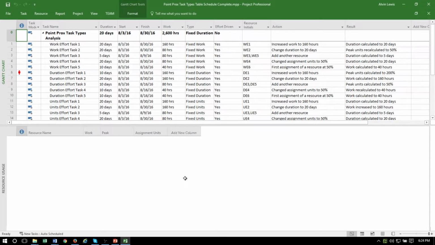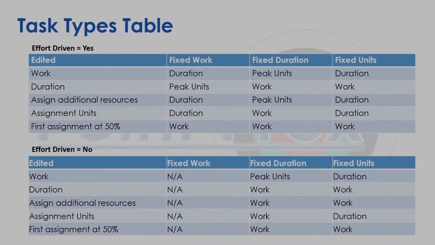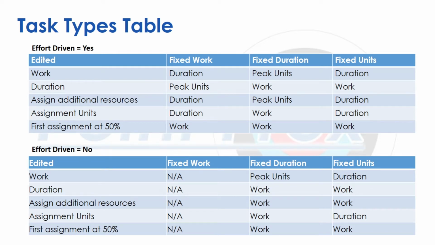Here is the completed schedule document where all of the options have been exercised. This document is available on the PointProx website. As we saw earlier, the effects of the task types and effort-driven flag are summarized on the table slide from the presentation file, which is also available on the PointProx website. So let's do some real-world examples to drive these ideas home.